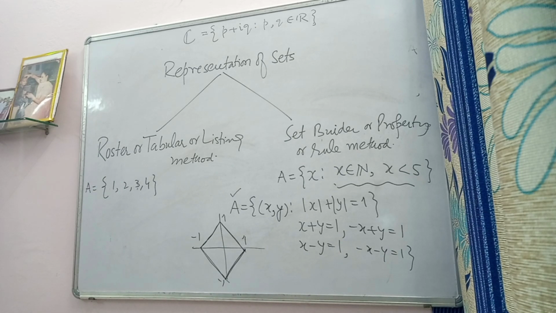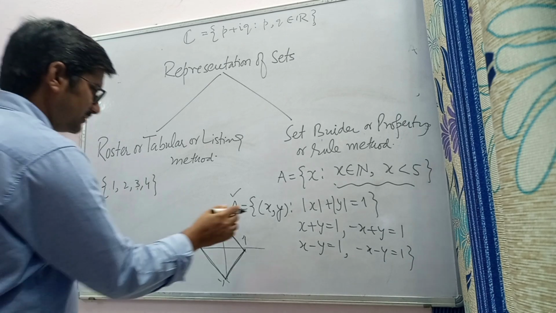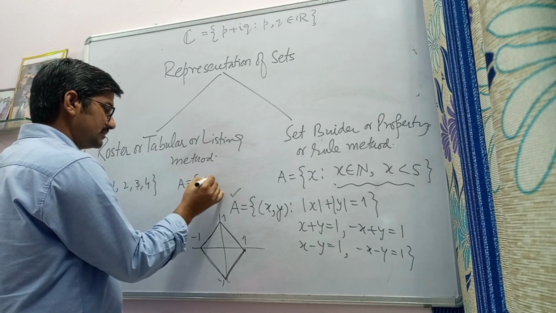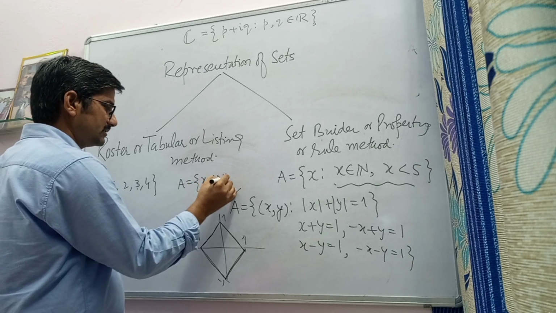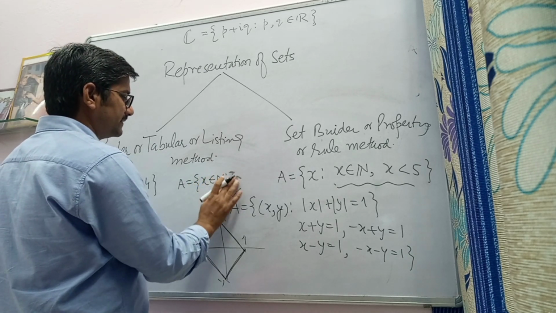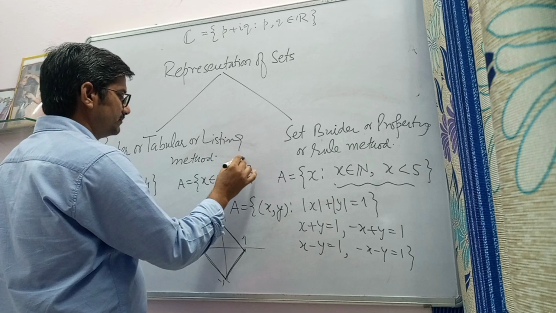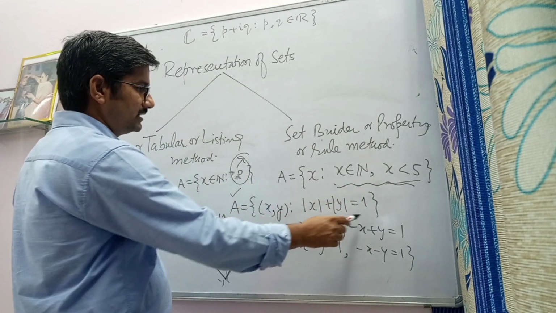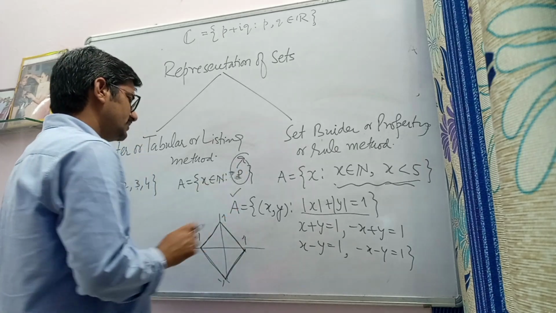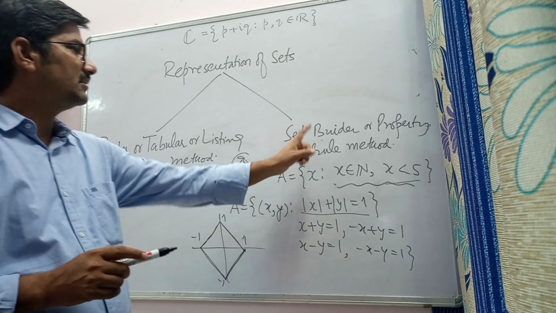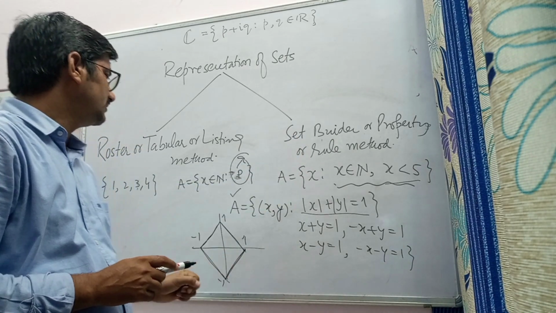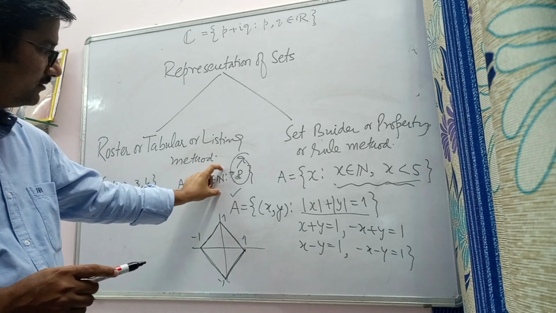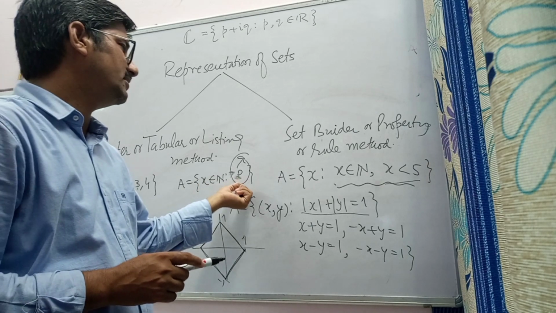So next, this A is the collection of x, say in a set, say natural numbers, such that x satisfies a property P. So P is a property. So for the set builder form or property or rule method, A is the collection of all x which lies in a particular set and satisfies a particular property.